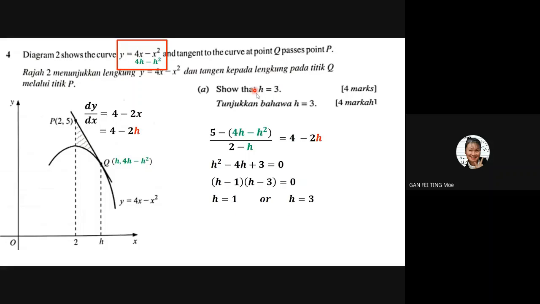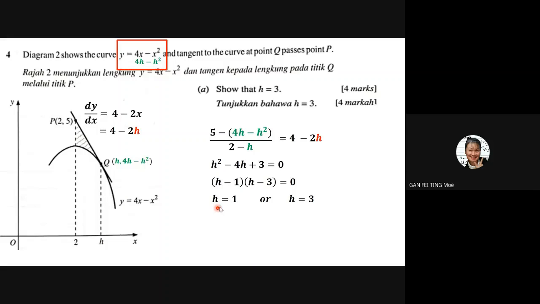Because the answer asks you to show 3. That's why you show 3. Because H should be more than, yes, by referring to the diagram. Okay, by referring to the diagram, see my laser pointer here. By referring to the diagram, the H here should be greater than value 2. So 3 is the answer, but not 1.